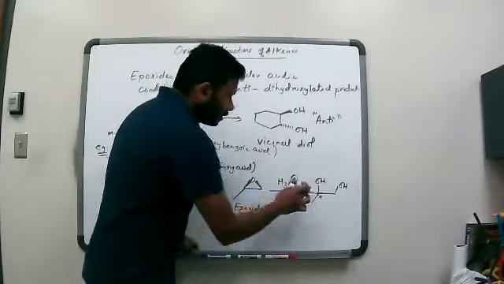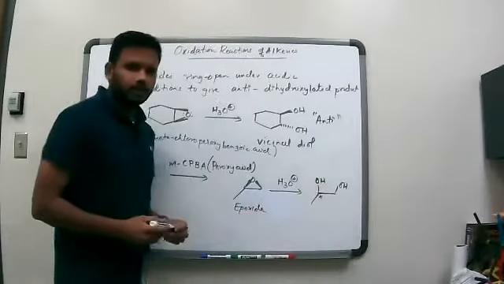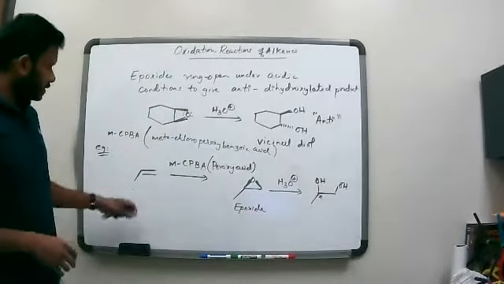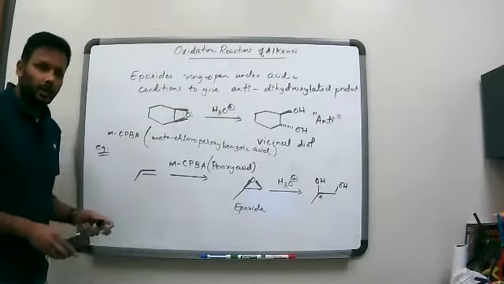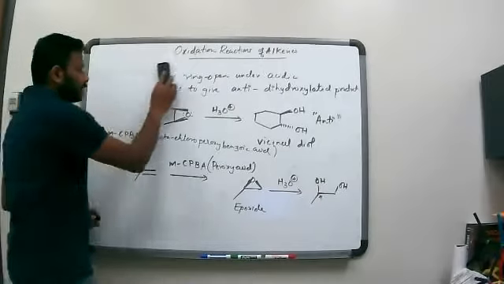You will get 2 hydroxyl groups over here. There will be 2 hydroxyl groups on those carbon atoms. So that's the epoxidation of alkene, one way of adding an oxygen to an alkene.